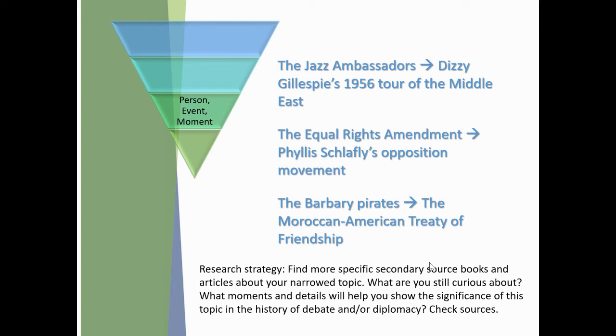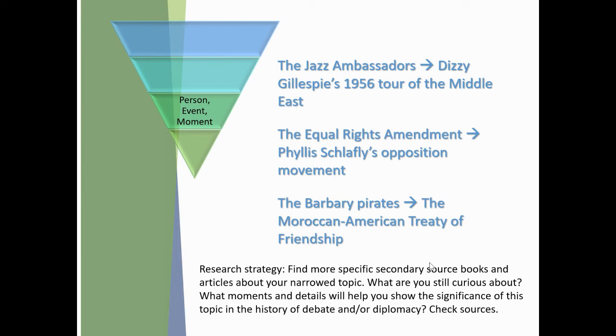And here, the research strategy is to find more specific secondary source books and articles about that narrowed topic. And to start thinking about things like, what are you still curious about with this topic? What moments and details will help you show the significance of this topic in the history of debate and/or diplomacy? And then also check to see what sources are available. Will you be able to find enough primary and secondary sources on that topic?